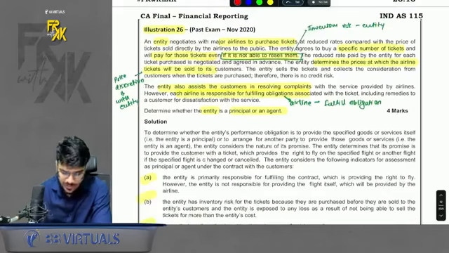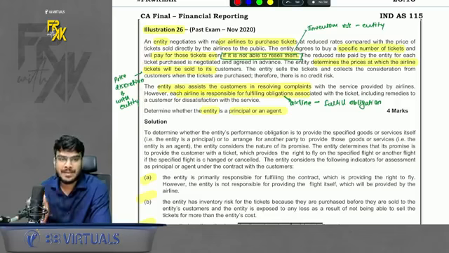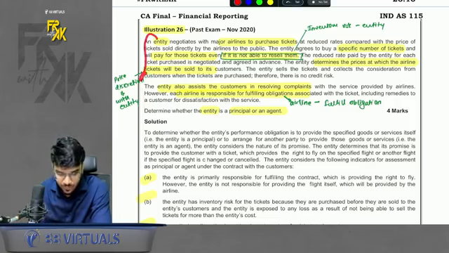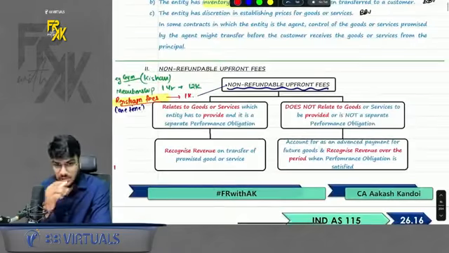Similarly, you have this case also. Here the relationship is of principal, not principal-agent. Why? Once you read, you will understand. So just read this question once. So this was the first special case.